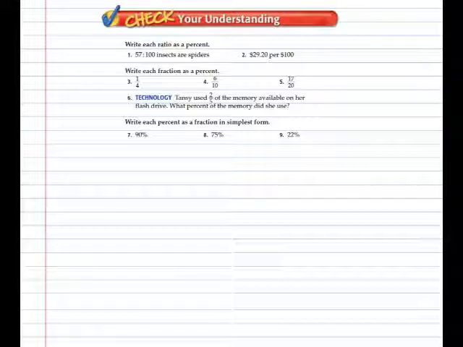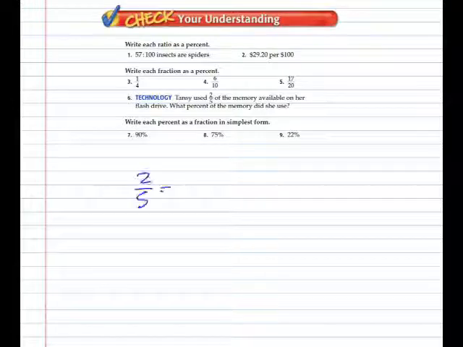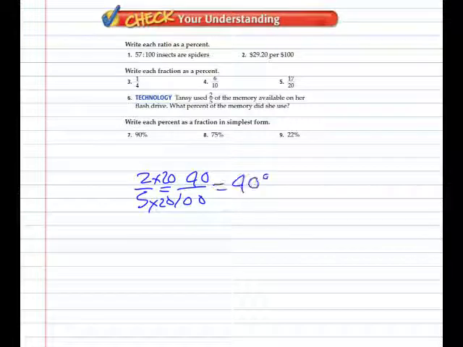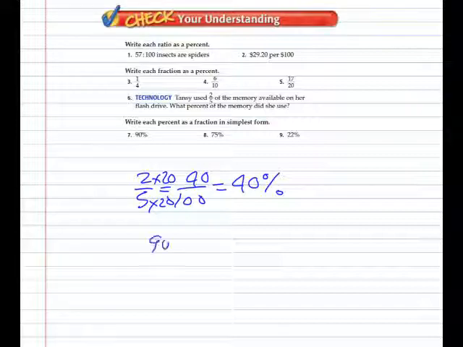In example 6, Tansy used 2/5 of the memory available on her flash drive. What percent of the memory did she use? Number 6, 2/5. Write an equivalent fraction with a denominator of 100. That means multiplying by 20. 40 over 100 is my result, which is 40%.